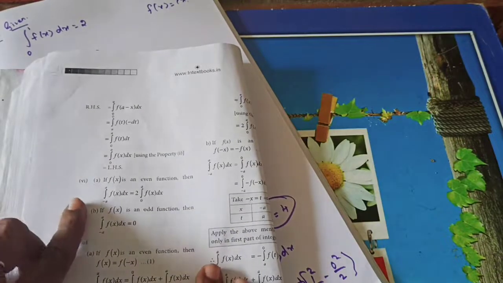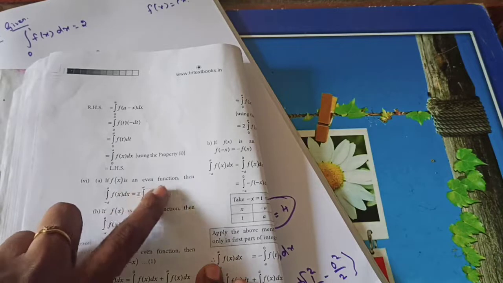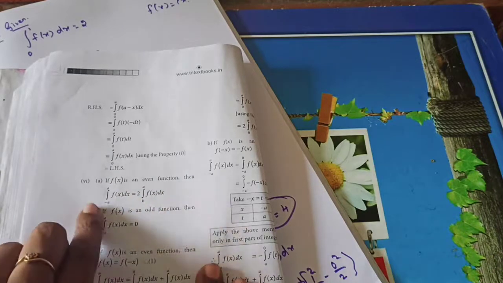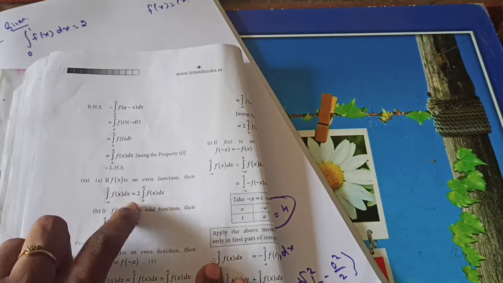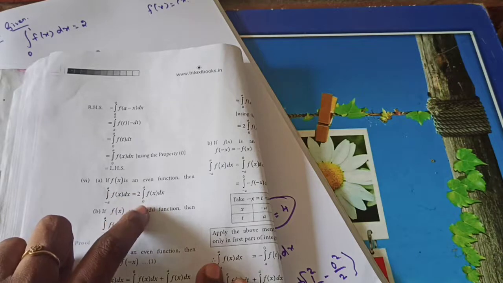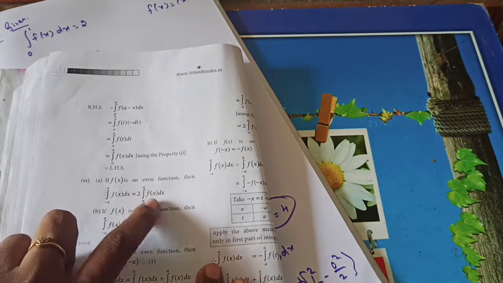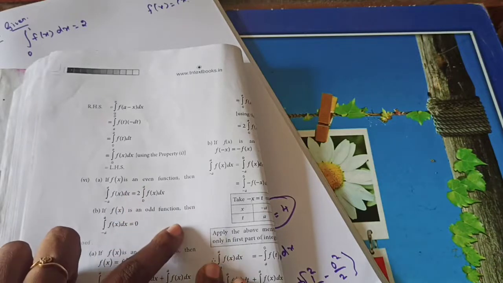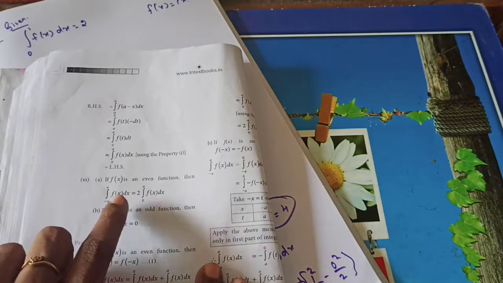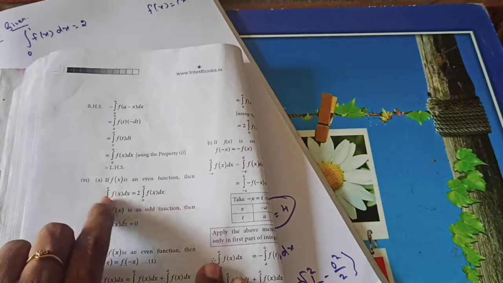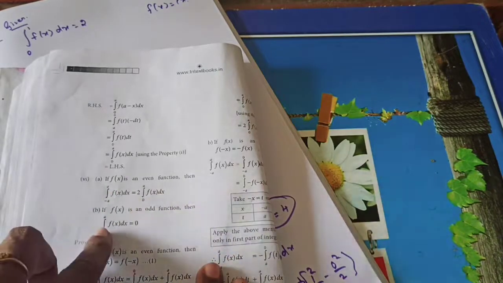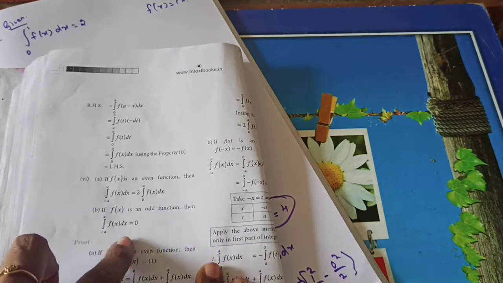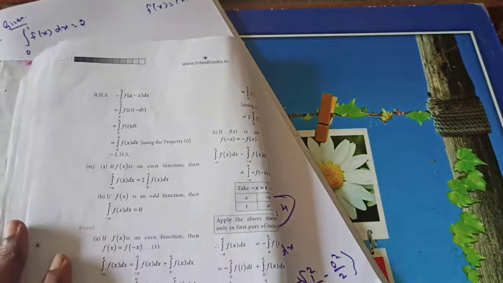Okay, come to the 6th property. If f of x is an even function, then integral of minus a to a f of x dx is equal to 2 into integral of 0 to a f of x dx. This one you need to prove. Second, if f of x is an odd function, they will ask in one word. If f of x is an even function, then this value is equal to what? Then if f of x is an odd function, then what is the value? 0. So they may also ask for the proof.